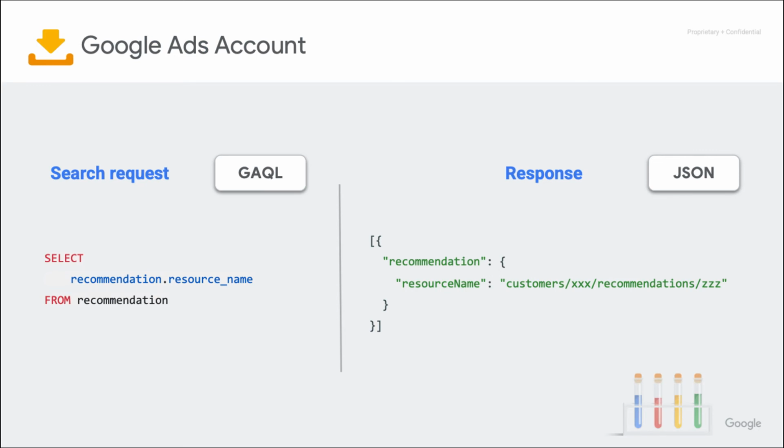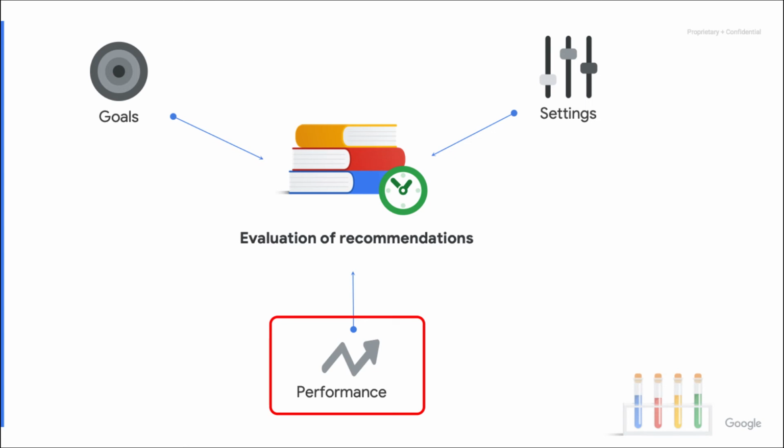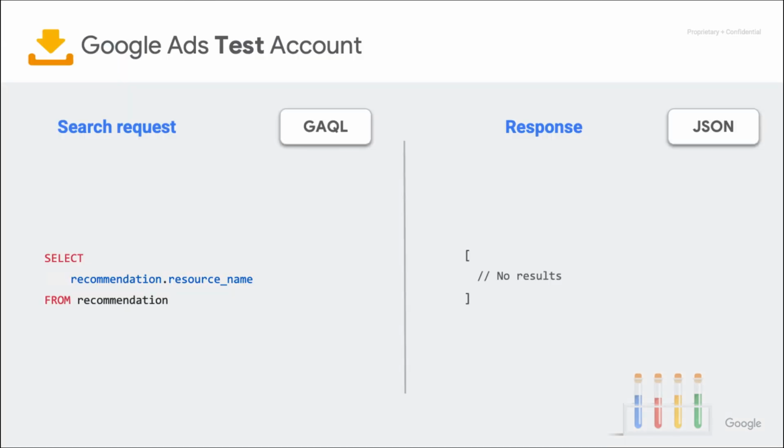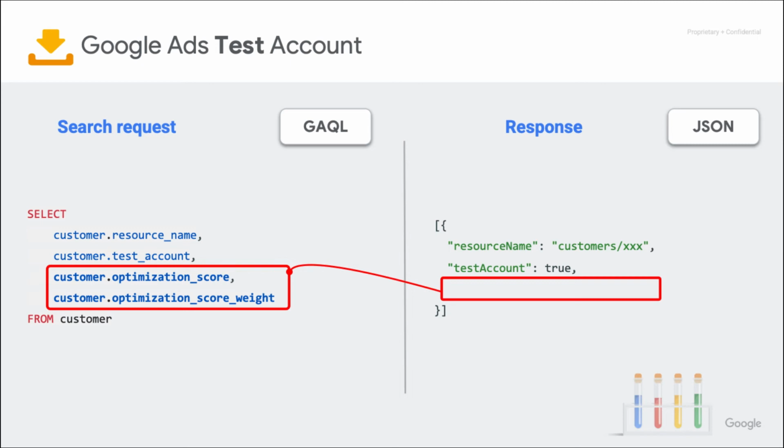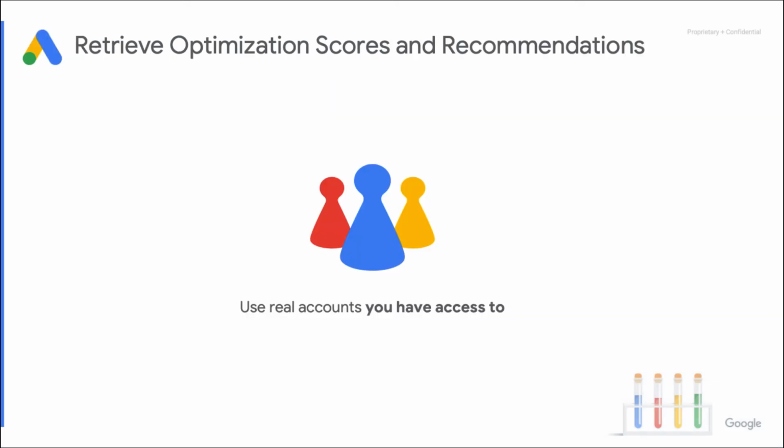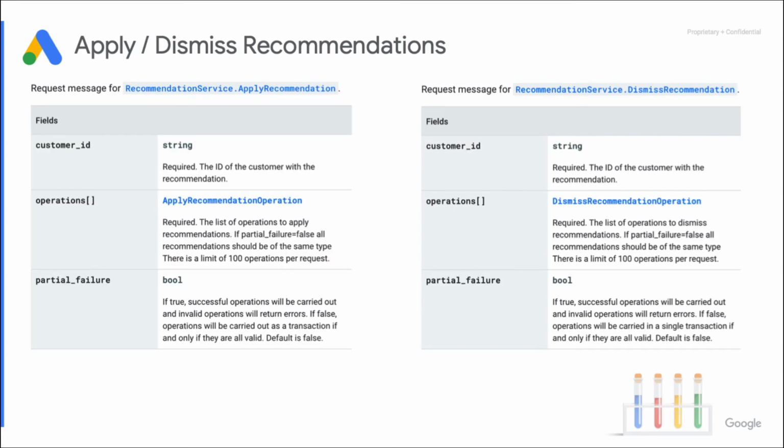Let me explain. As you may already know, recommendations are retrieved in real time and they are generated by Google based on historical performance of campaigns. But because Google Ads test accounts cannot run ads, you will never find recommendations or optimization scores for them. You can use test accounts for basic tests, but you need to use real Google Ads accounts for more complex ones. If you want to search optimization scores and recommendations, it's completely safe to use any accounts you have access to because it's read-only. Just keep in mind that even real accounts don't necessarily have optimization scores and recommendations, and it changes over time. If you want to apply or dismiss recommendations, though, you need to use real, editable accounts.